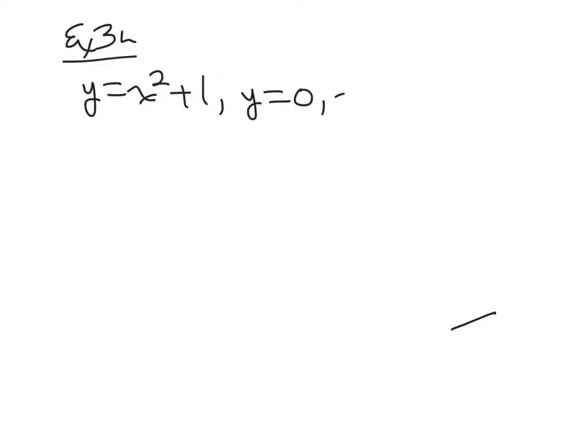Let's do a problem that we did yesterday. Let's do it in a different way. Example 3. We have a bounded region with y equals x squared plus 1, y equals 0, x equals 0, and x equals 1. We're supposed to revolve that around the y-axis.